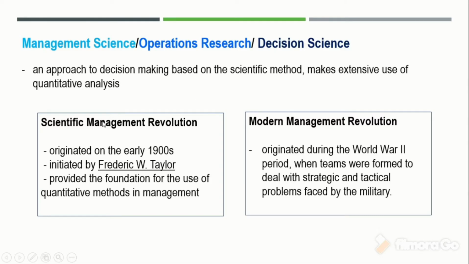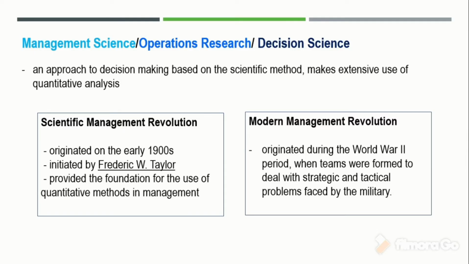Now, scientific management, which was initiated by Frederick W. Taylor, originated in the early 1900s. He provided a foundation for the use of quantitative methods in management. However, the modern management science revolution originated during the World War II period, when teams were formed to deal with strategic and tactical problems faced by the military. So these teams consisted of diverse specialties like engineers, mathematicians, and others.